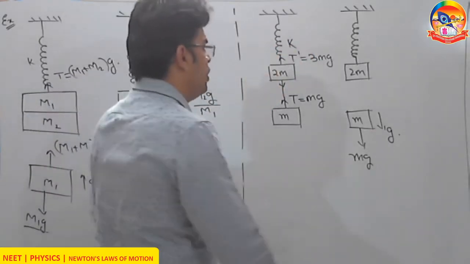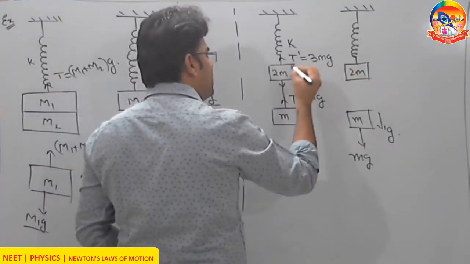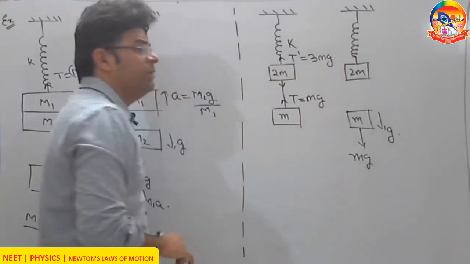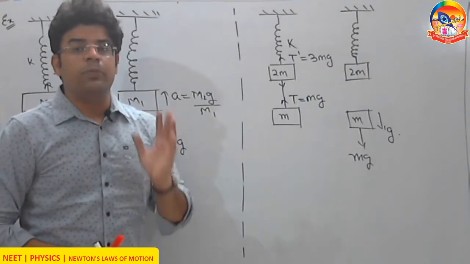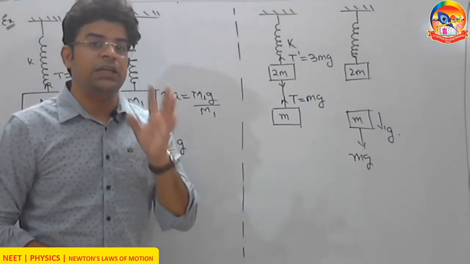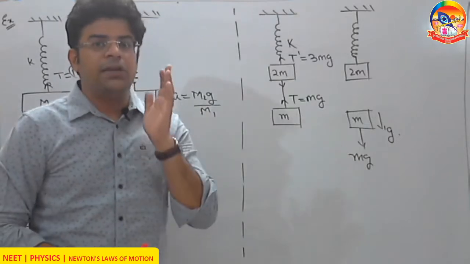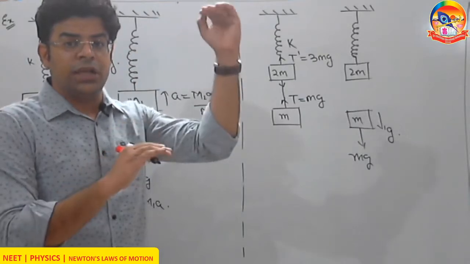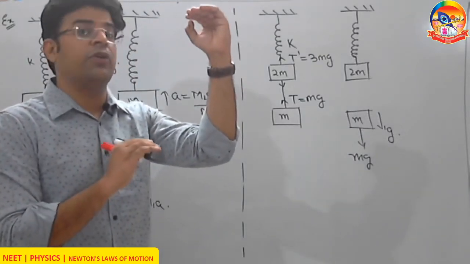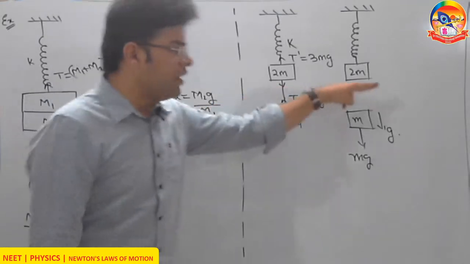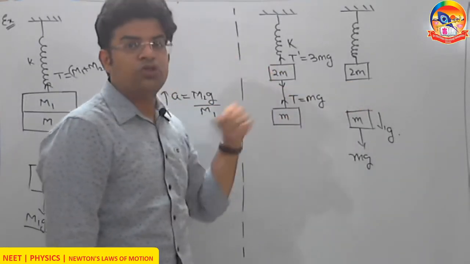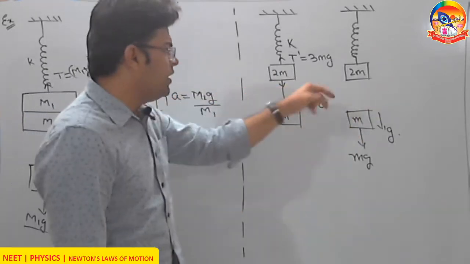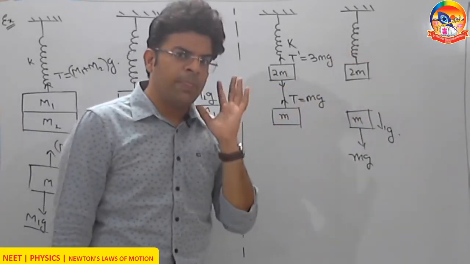As for this 2m, just before cutting, the tension in the spring was 3mg. So just after cutting, it will also be 3mg. Now again you might be confused, why does the tension in the spring not change? Understand that the tension in the spring depends upon the deformation in the spring. For the force applied by the spring to change, the deformation should first change. So just after cutting, this block hasn't moved, because first it should accelerate, then it will gain velocity, then it will move, right?